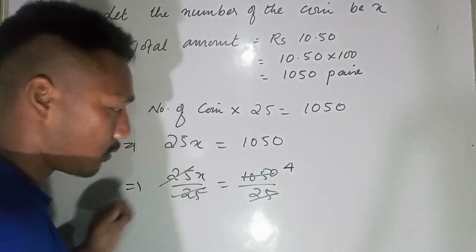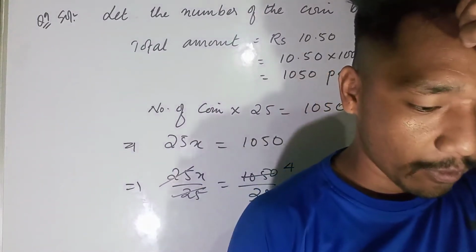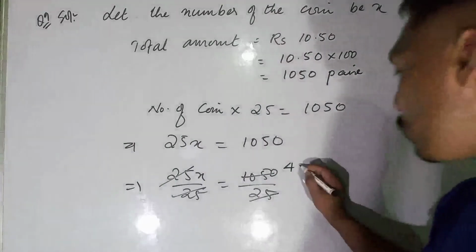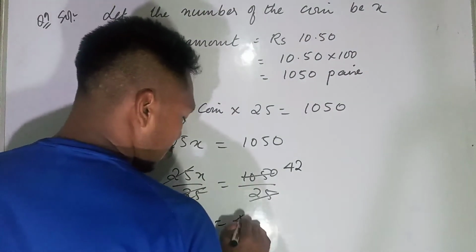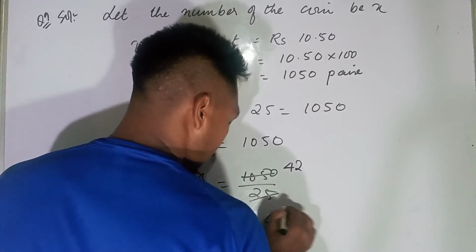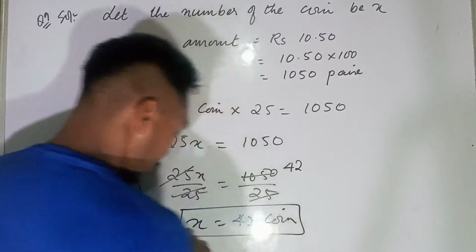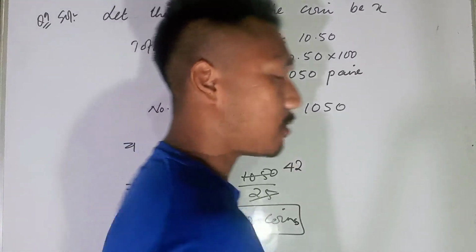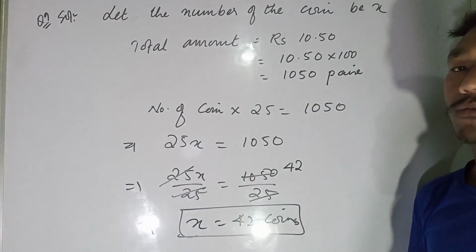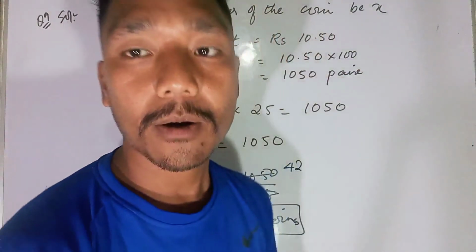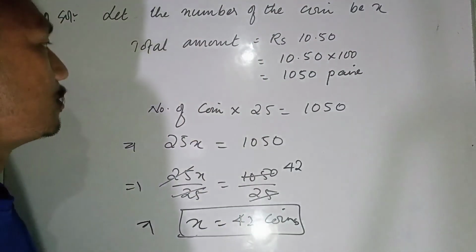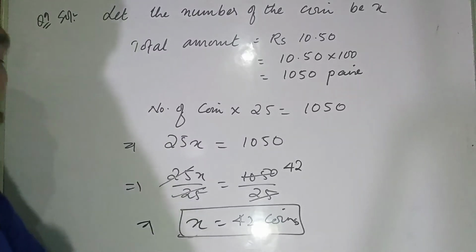25 times 42 is 1050, so how many coins do we have? We have 42 coins. 42 coins are present inside the purse. Okay, so this is your question. Try to note it down.